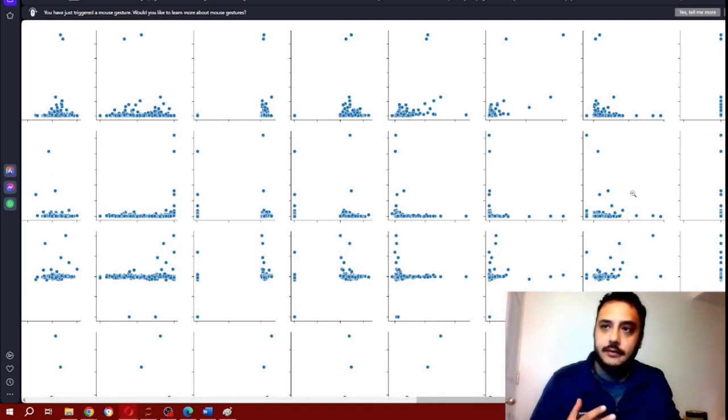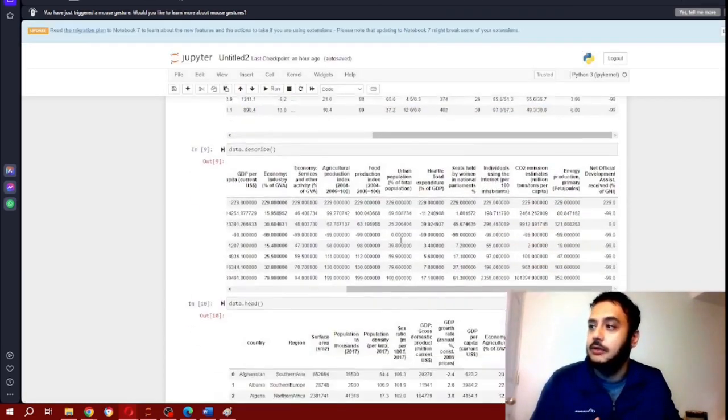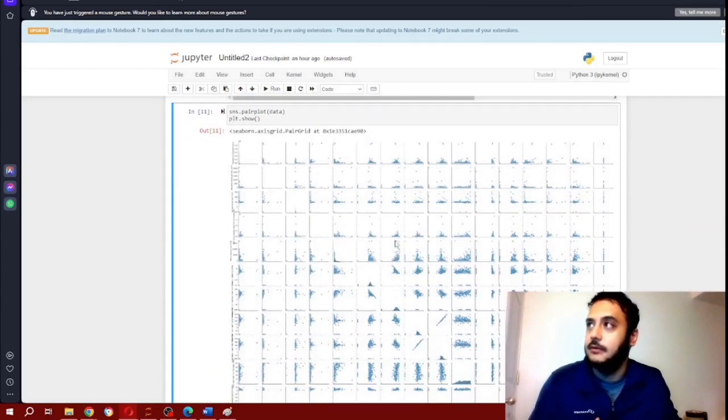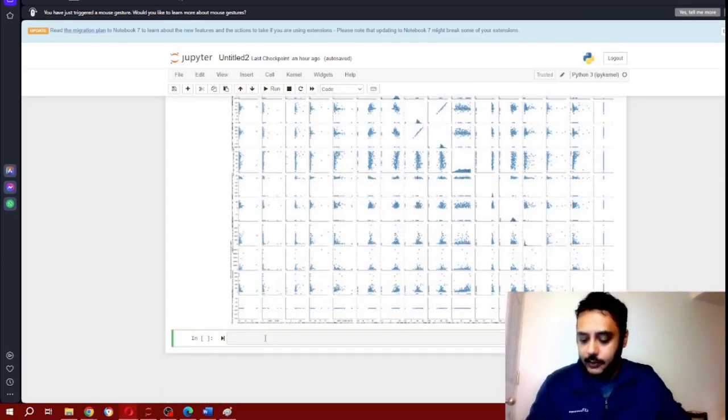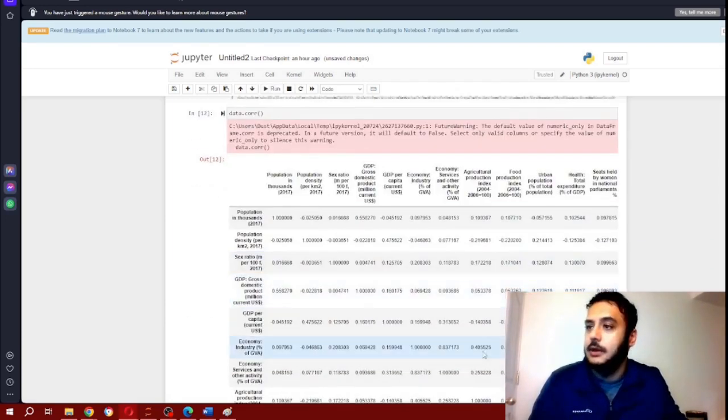So the scatter plot matrix is one of the ways that you can look at the scatter of the two variables. Another way is to actually look at the correlation coefficient of all of your variables. And so the way you can do that is to run this command right here.